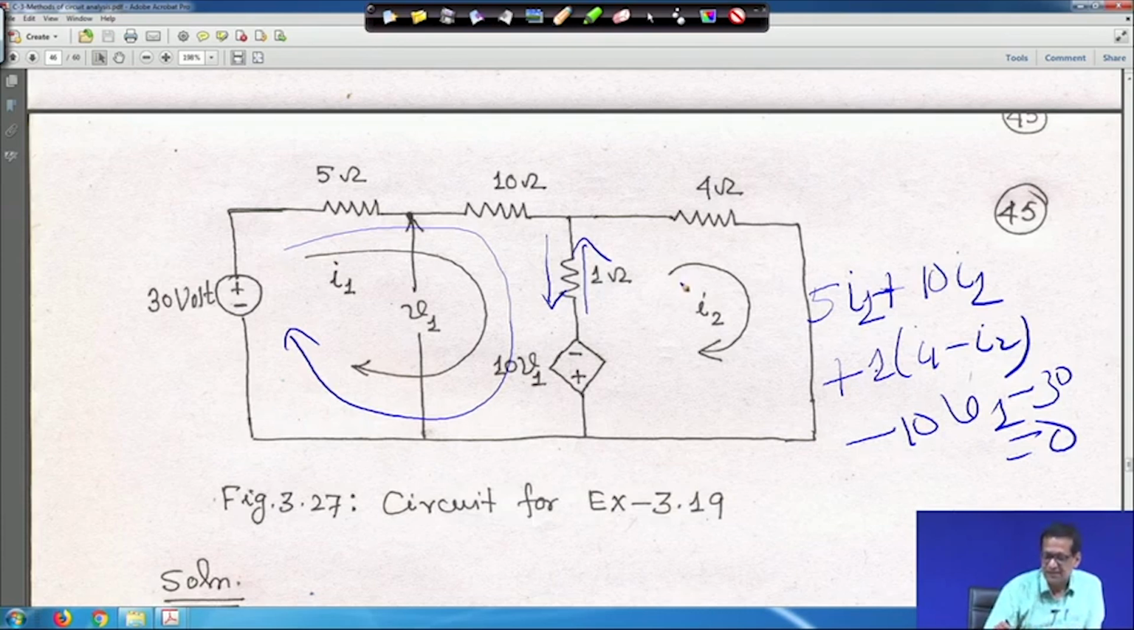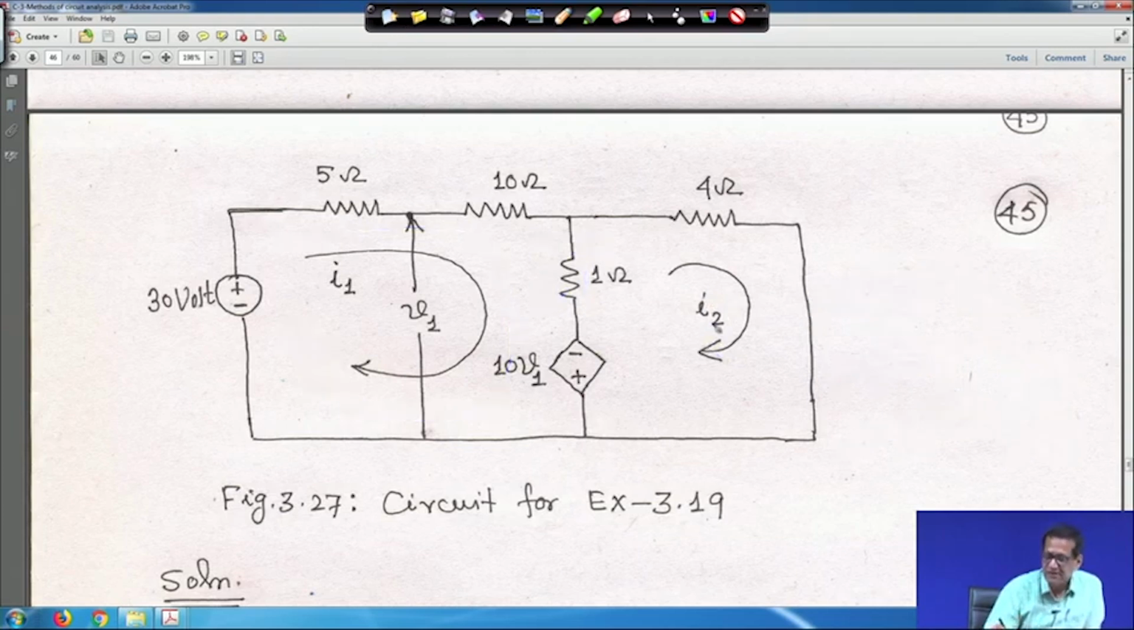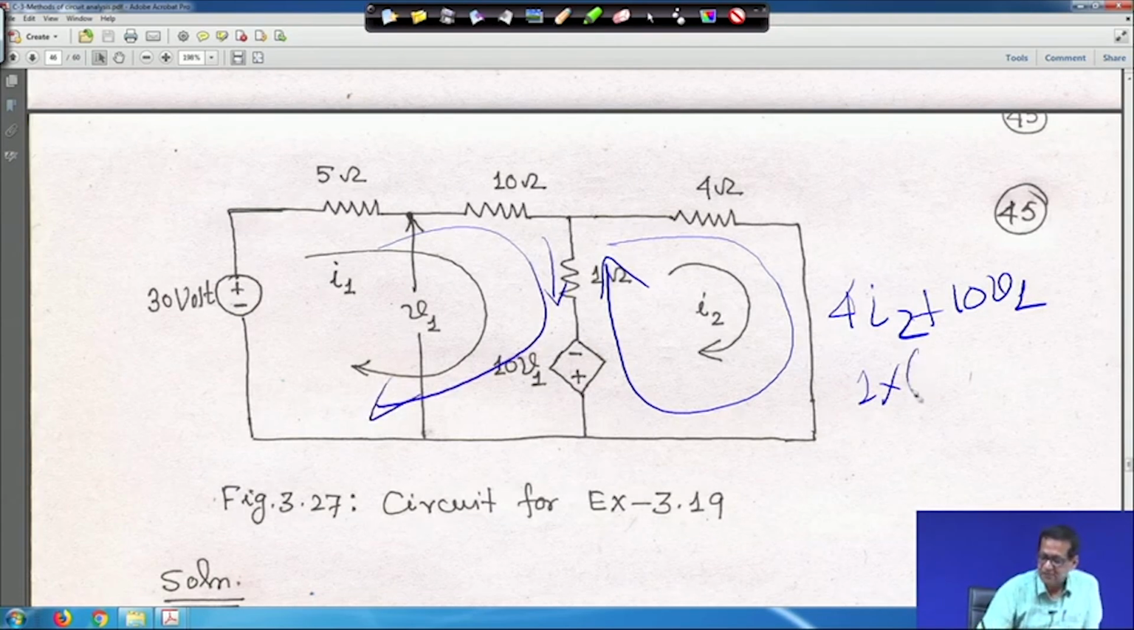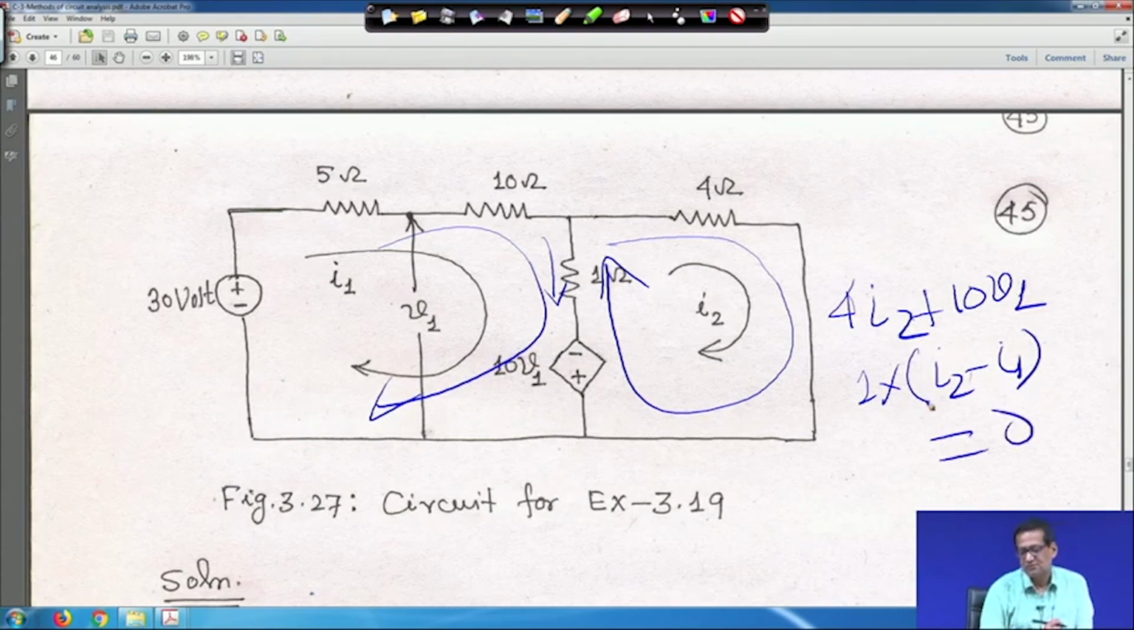Similarly, if you apply KVL in mesh 2, the same way you can move. Starting from here, it is 4 I2, you come like this plus 10 V1. The V1 expression you got in terms of I1, and going upward, 1 into (I2 minus I1), because current is I1 moving like this. Hope I have not missed anything, is equal to 0, right. This is your second equation.